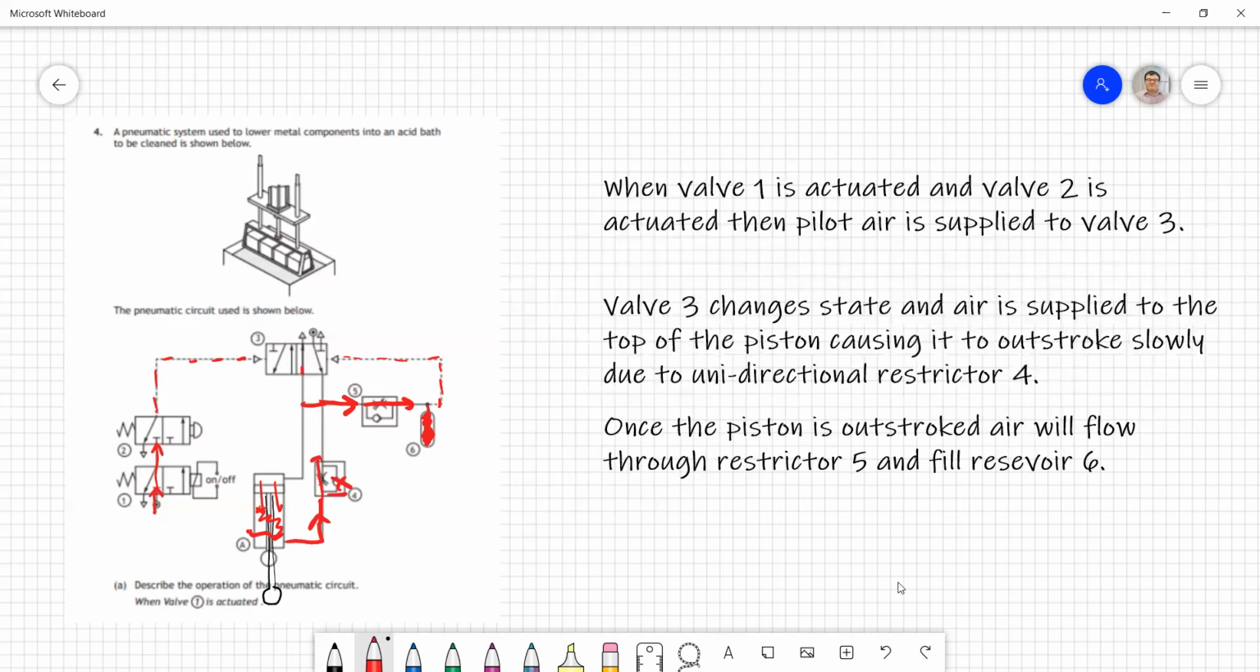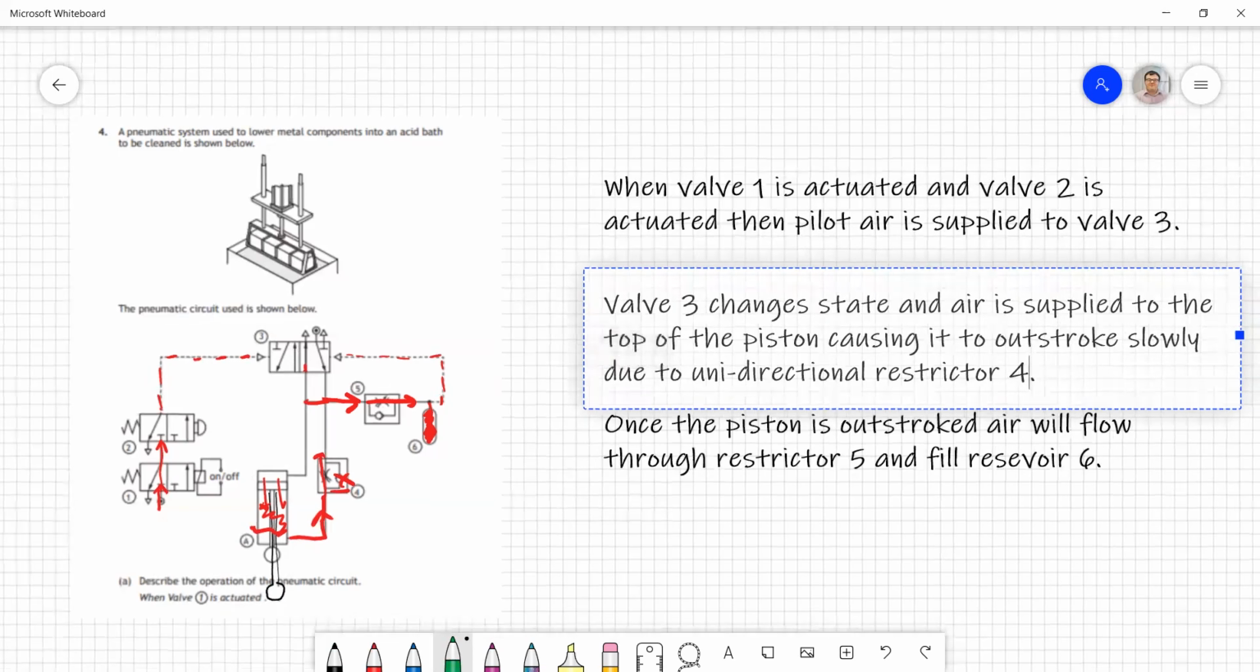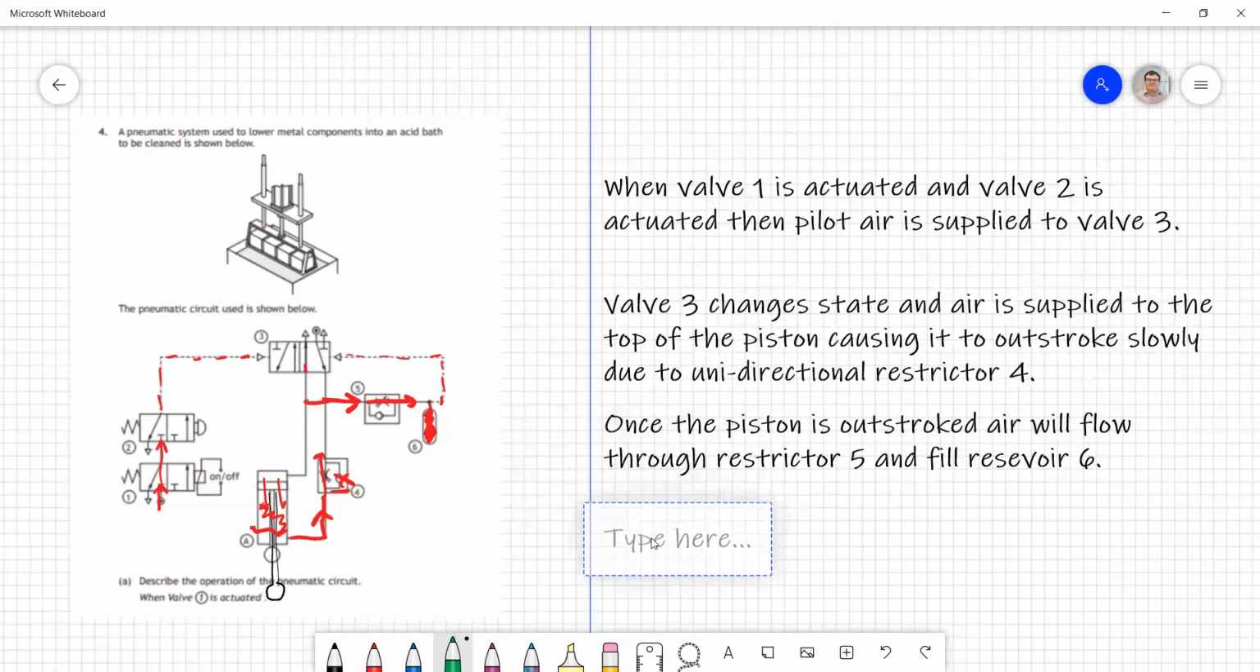But anyway, once the piston is fully outstroked, and it's outstroked slowly because the air exhausting from it has to go through restrictor 4, then air is going to fill up the reservoir over here. So we've got this bit going on over here that's circled in green. Once that's full, once the reservoir is full, then pilot air can be sent back to the 5-2 valve.